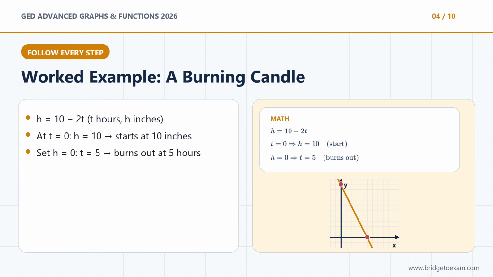Let's read a real graph. A candle's height is h equals 10 minus 2t, where t is hours and h is inches. First, the y-intercept. At t equals 0, h equals 10, so the candle starts at 10 inches tall. Now the x-intercept. Set h to 0. 0 equals 10 minus 2t, so 2t equals 10 and t equals 5. The candle reaches 0 height after 5 hours.